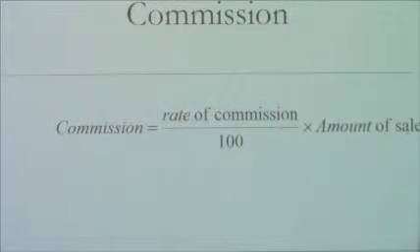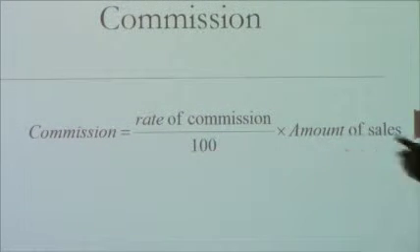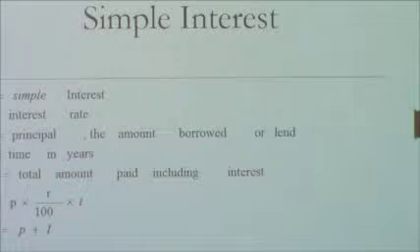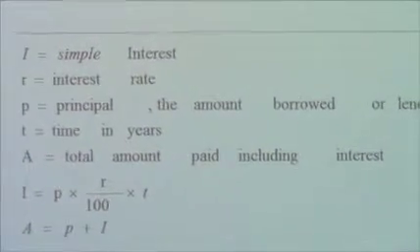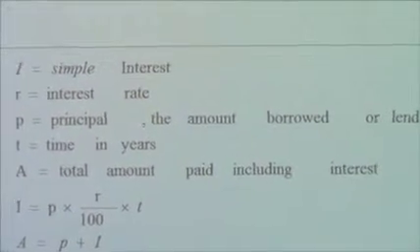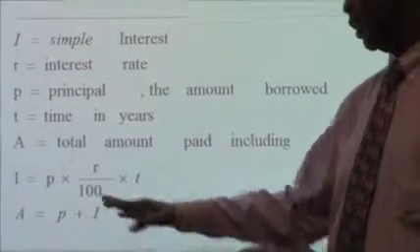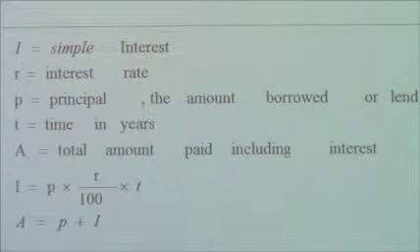The commission is basically the rate of commission divided by 100, changing the rate into a decimal, and multiplying it by the amount of sale. You can manipulate this formula to solve for other things. Simple interest: the simple interest formula is I equals PRT, where we convert the rate to a decimal by dividing by 100 and multiply by T. The total amount you pay would be the principal plus the interest, which you calculate from here. Time must be given in years. So if you are given the time in months, you have to convert the months to years.